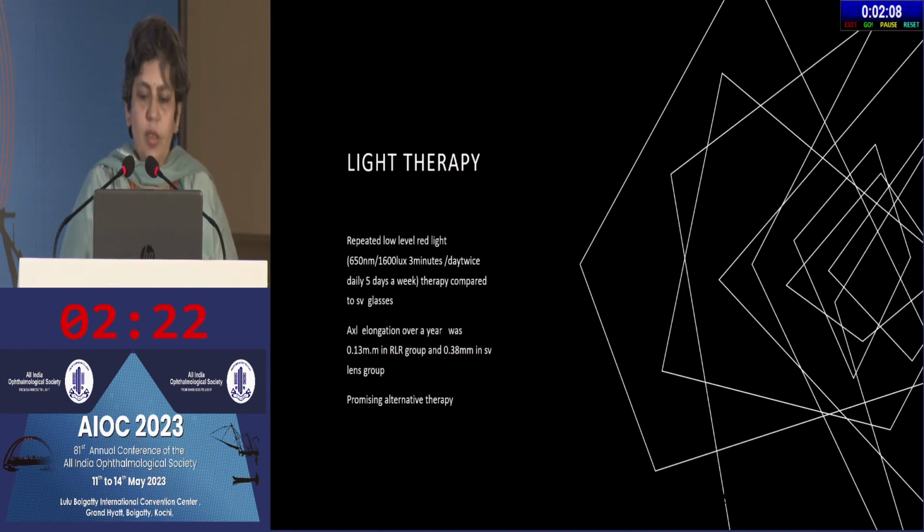Light therapy is an experimental therapy, and repeated low level red light has been used to produce myopia control. Axial length elongation over a period was 0.13 compared to 0.38 in children who wore single vision glasses. So it is probably a promising alternative therapy, but more data needs to be available.